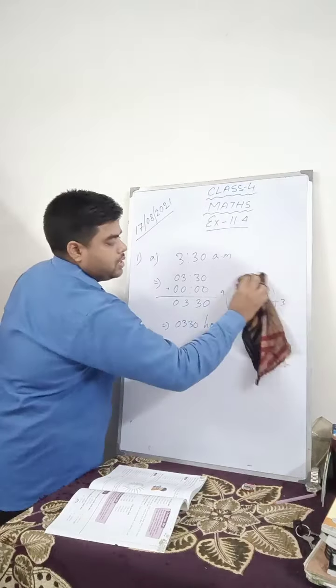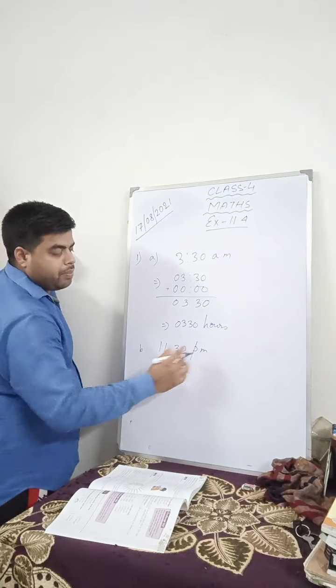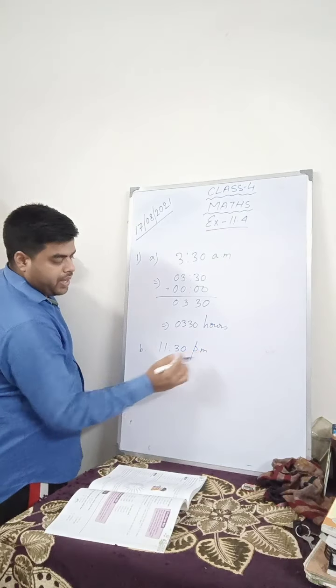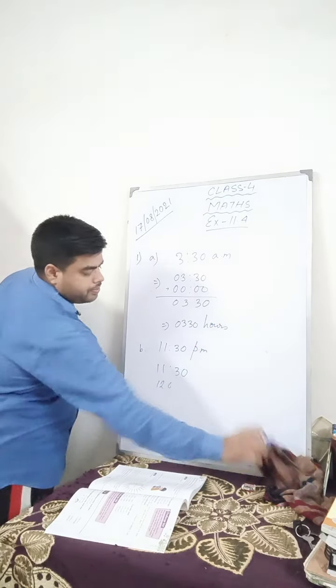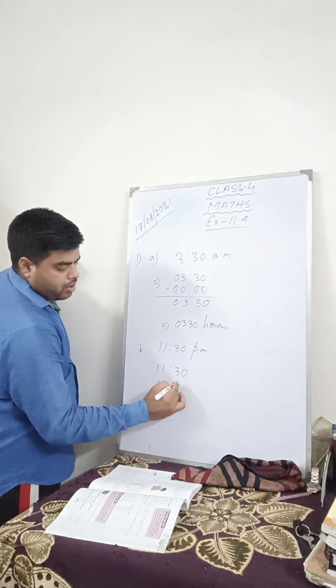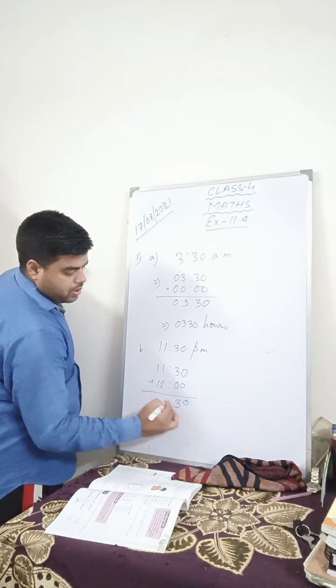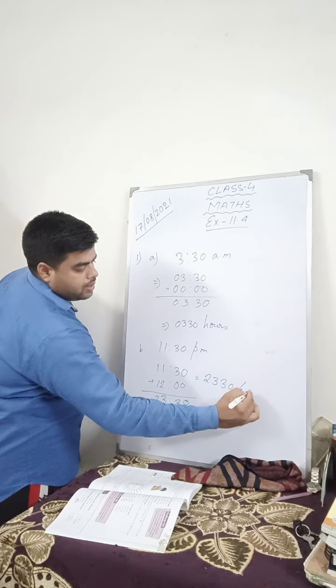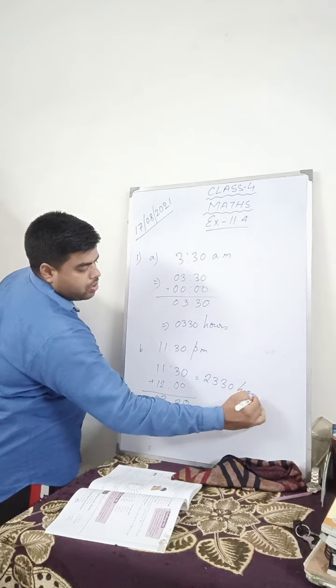Now suppose they give you one more. Suppose in number B, 11:30 PM. Now you will write the same time. PM means it has already covered the first 12 hours, and it is rotating the second time. So for PM you will add 1200. For AM you will add 0, 0. For PM you will add 1200. So 2, 3, 3, 0, and then you will write hours. 2330 hours.